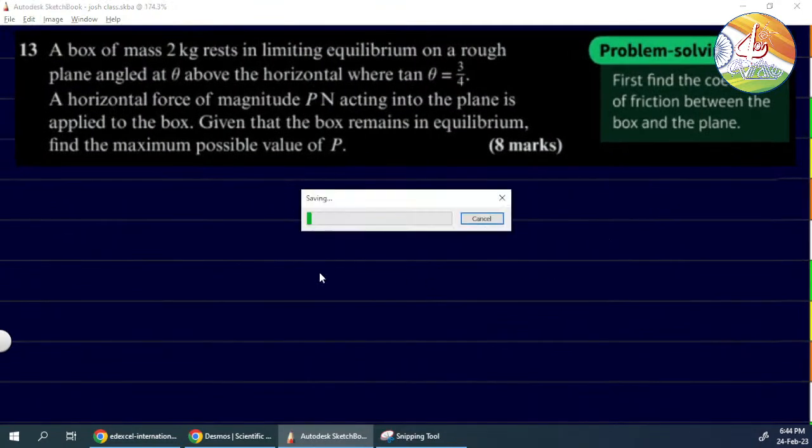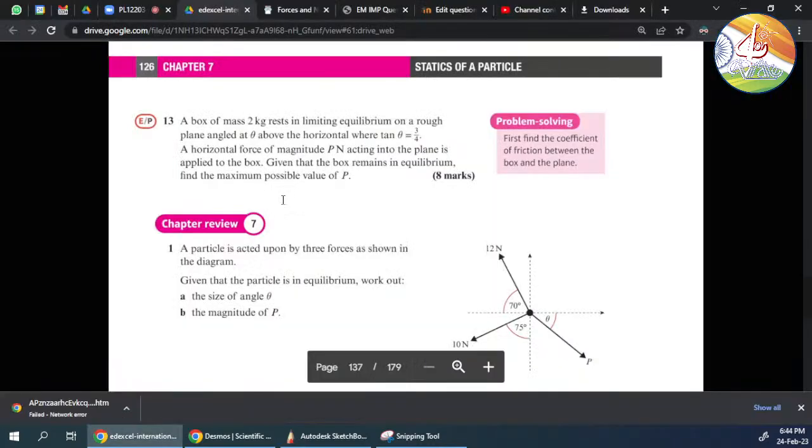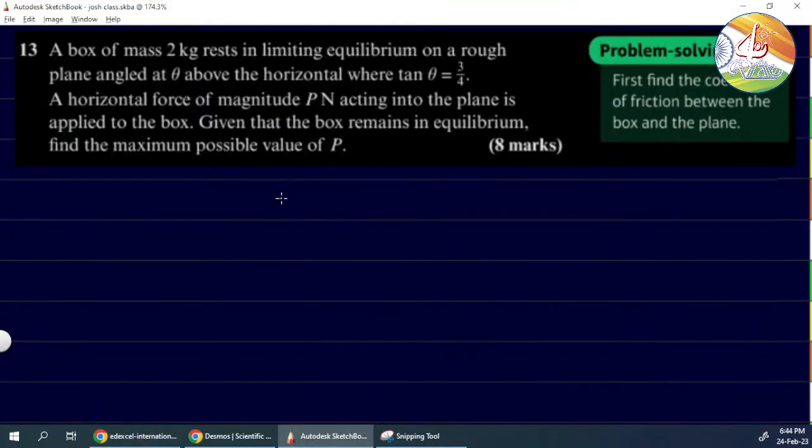So, a box of mass 2 kg rests in limiting equilibrium on a rough plane at angle theta. The diagram is not given for this, so we have to build the diagram. So the 2 kg box is resting in limiting equilibrium on a rough plane that is inclined at theta.